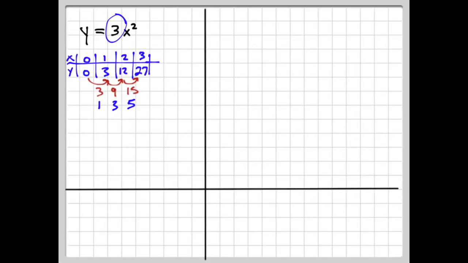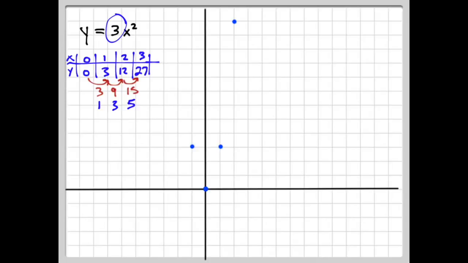Wait, how do you get the 1, 3? So we have our vertex, our lowest point at 0, 0. Now, our next point is at 1, 3, and the symmetric point at negative 1, 3. Since a is 3, instead of going over 1, up 1, we go over 1, up 3. And then instead of going over 1, up 3, we go over 1, up 9 to 2, 12.